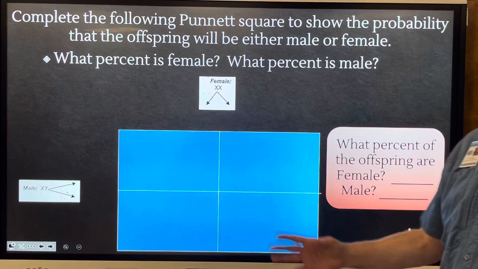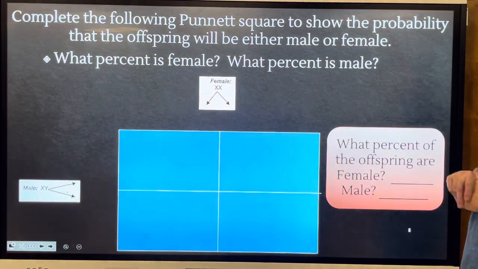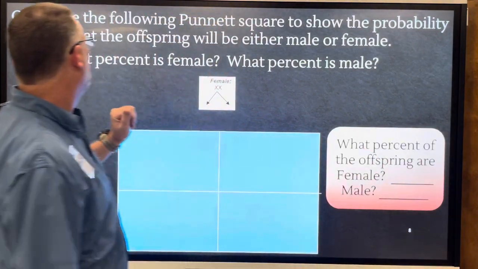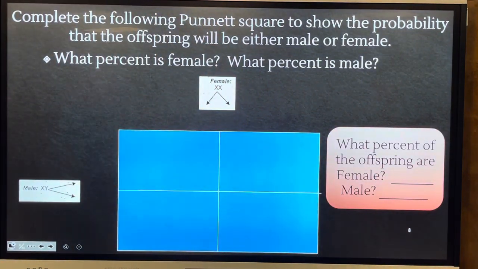Okay, so if you don't have it yet, don't worry, you will. So right now we're actually gonna practice, yay, okay. So we're gonna complete this Punnett square to show the probability that the offspring will be either male or female, okay?